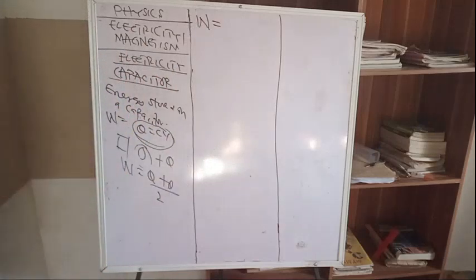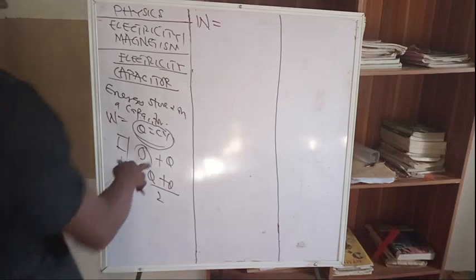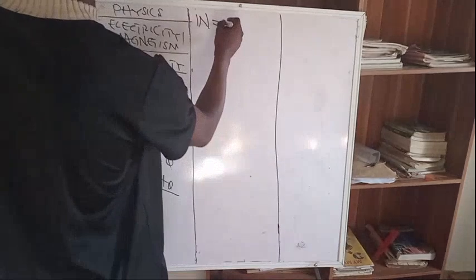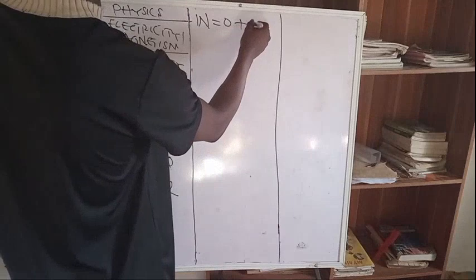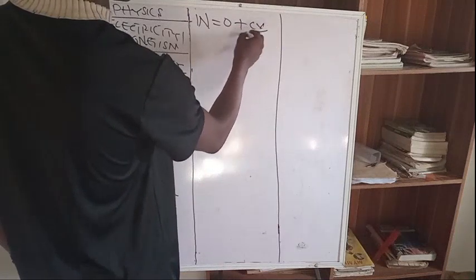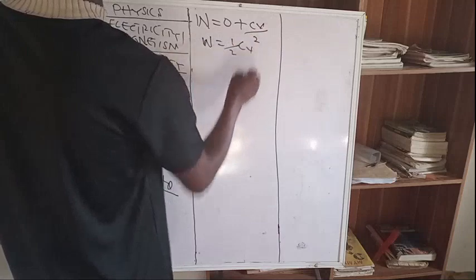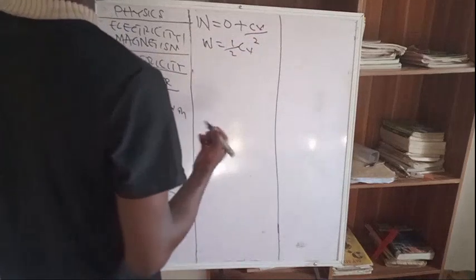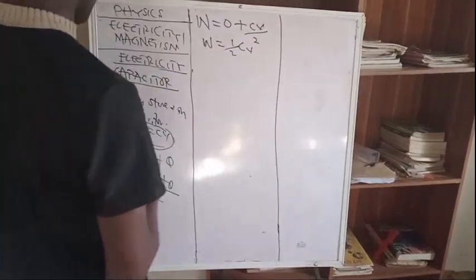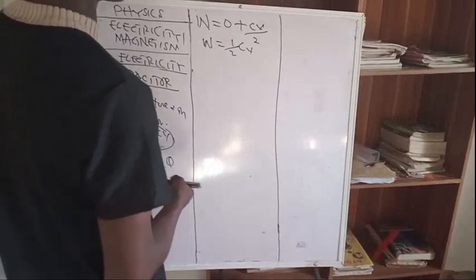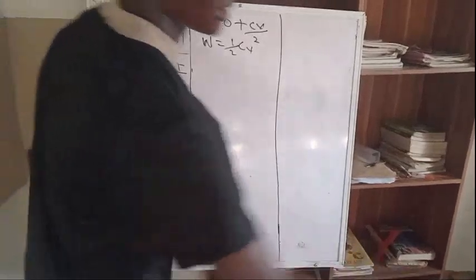Now, let's look at something on this. My Q is equal to CV, so I have 0 plus CV, then this over 2. Then I have W is equal to 1 over 2 CV. That's what's supposed to happen. But if you are doing it in terms of your Q, you have Q is equal to CV, that is CV squared.